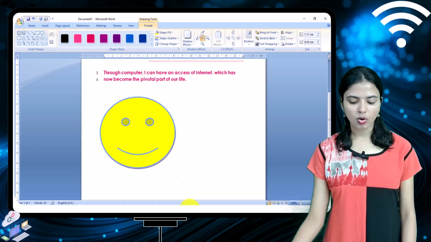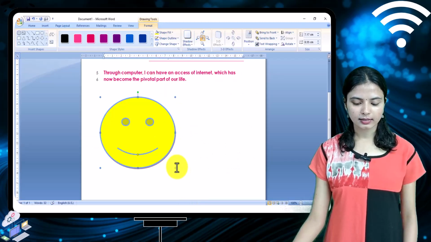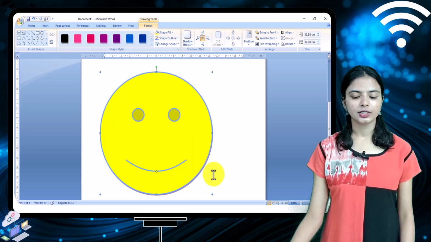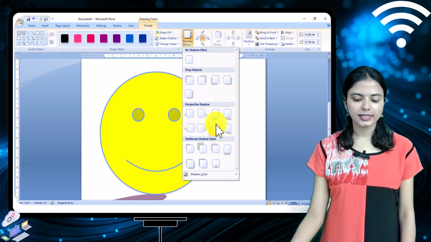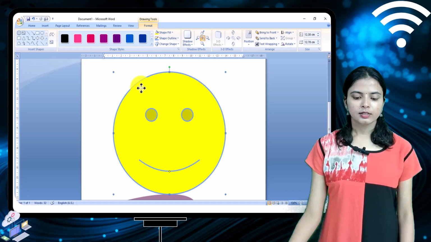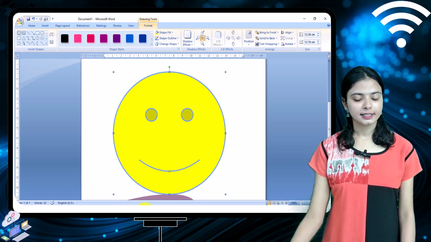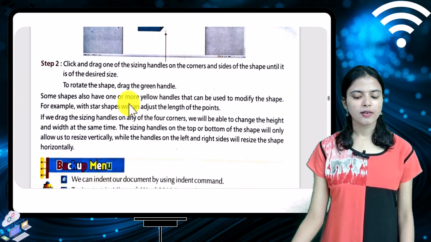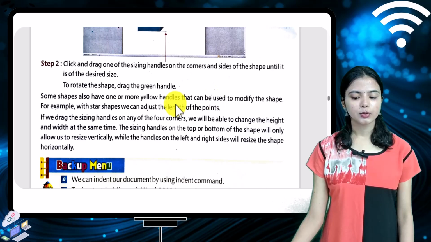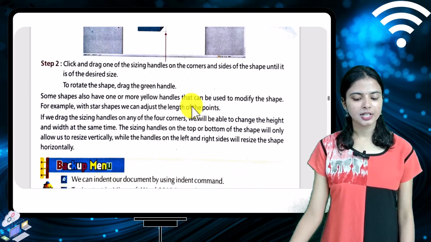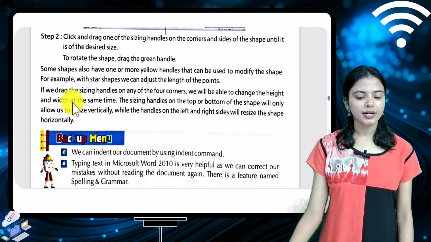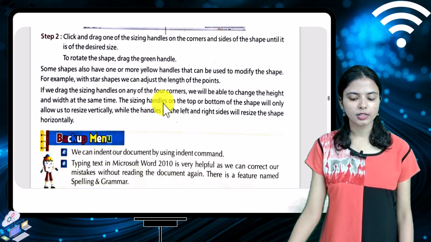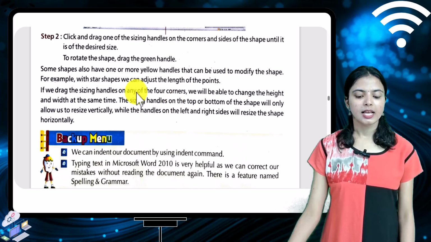Okay, these are the points from where I can increase the size of the shape or I can decrease the size of the shape, or I can add some more effects like shadow effect, right students? So this is how I can change the size of my shape. Okay students, some shapes also have one or more yellow handles that can be used to modify the shape. For example, with star shapes, we can adjust the length of the points. If we drag the sizing handles on any of the four corners, we will be able to change the height and width at the same time.